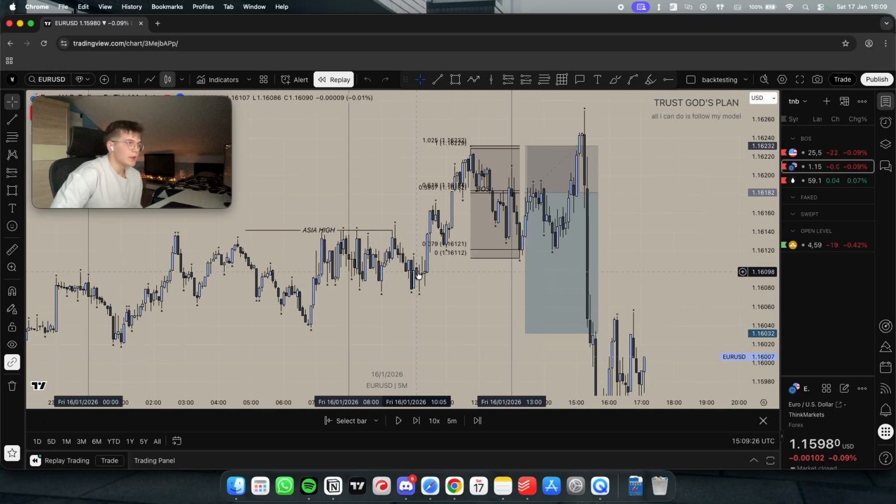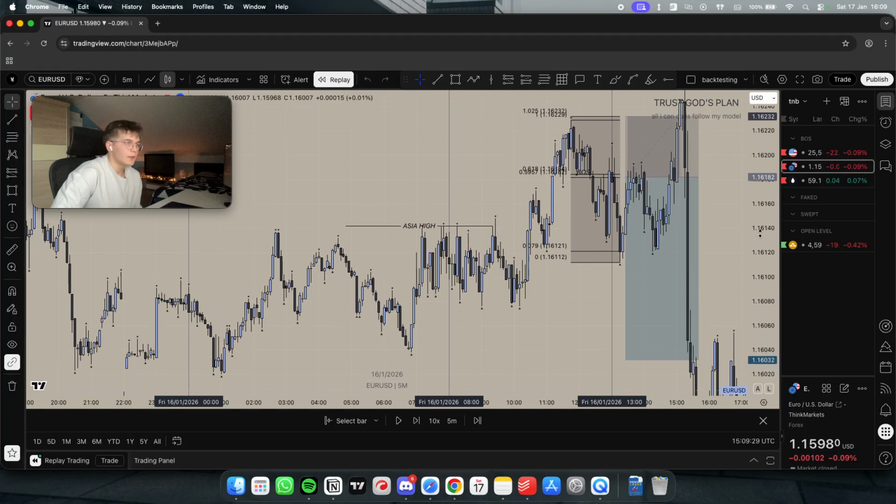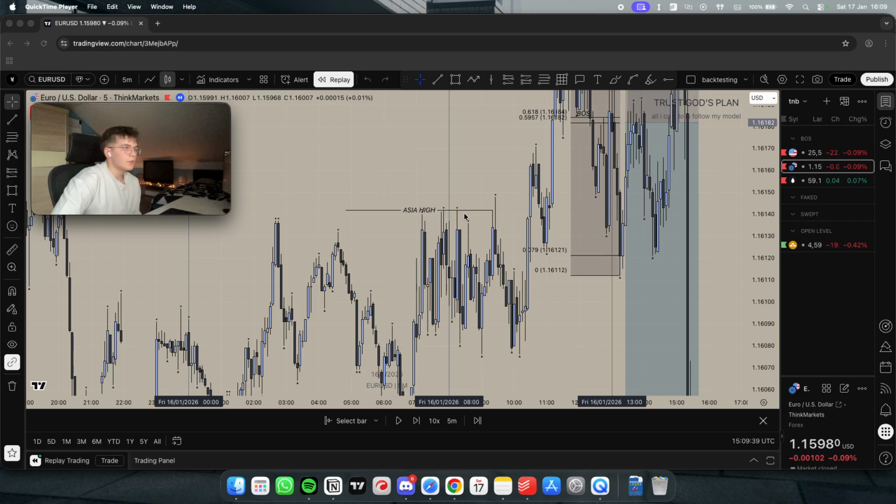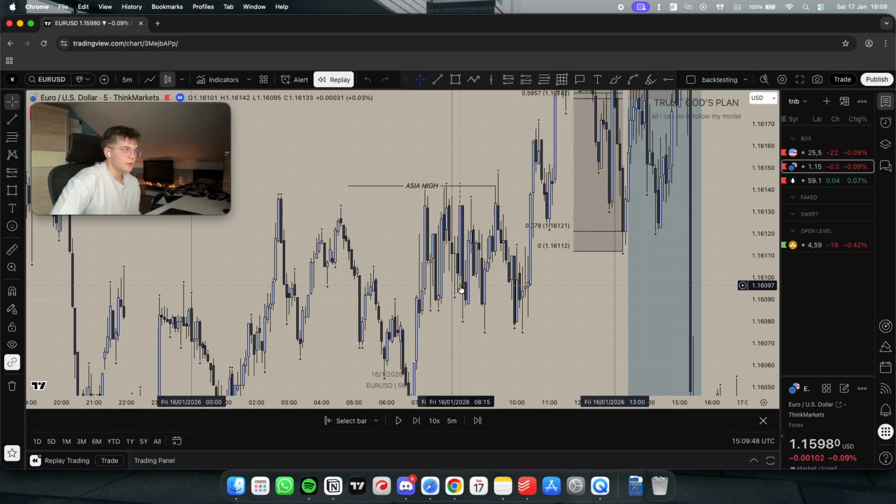So we were bearish, and price swept out Asia high right here. It created an equal high with the Asia high. So we count that as a sweep if it's the exact same level. So as you can see here, it says 1.16142, and then the high is also the same price. So this right here is a sweep. This is the first bearish candle. Price goes back up, and that's the fake out.